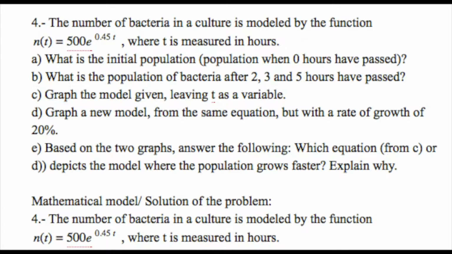C. Graph the model leaving t as a variable. D. Graph a new model from the same equation but with a rate of growth of 20%. E. Based on the two graphs, answer the following. Which question from C or D depicts the model where the population grows faster? Explain why.